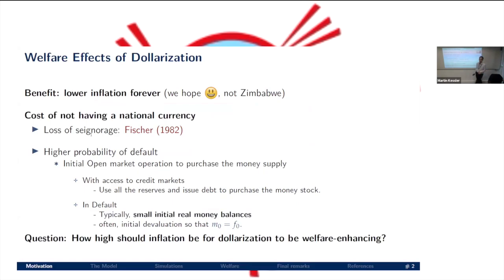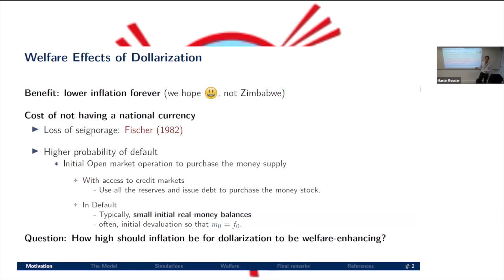Traditionally in the literature, we've got the Fisher cost of loss of seigniorage rights. When you dollarize, the government loses the seigniorage revenue. And that's already been studied. So we won't focus on that here, but what we want to stress is that dollarization implies a higher probability of default because of several things, but most importantly, because dollarization implies that the government, the central bank, needs to buy the whole money supply. In order to do so, it has to do a large initial market operation that calls for dollars.